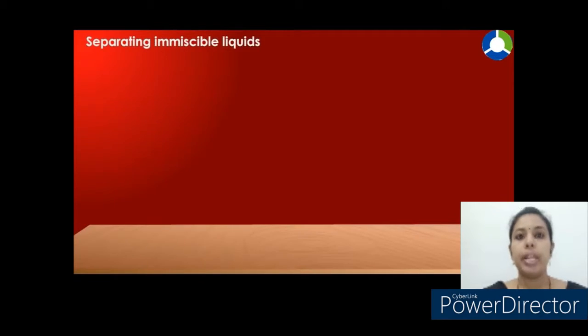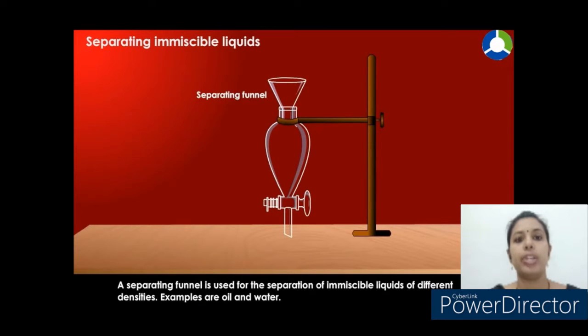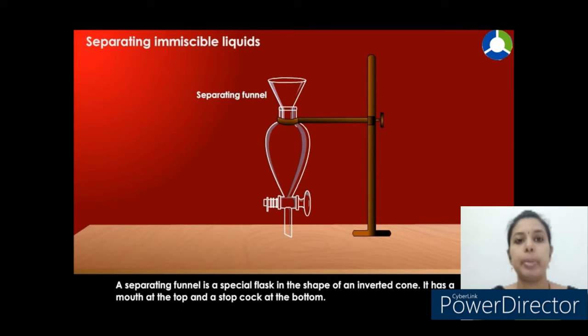Next one, separating immiscible liquids. A separating funnel is used for the separation of immiscible liquids of different densities. For example, oil and water. A separating funnel is a special flask in the shape of an inverted cone. It has a mouth at the top and a stopcock at the bottom.